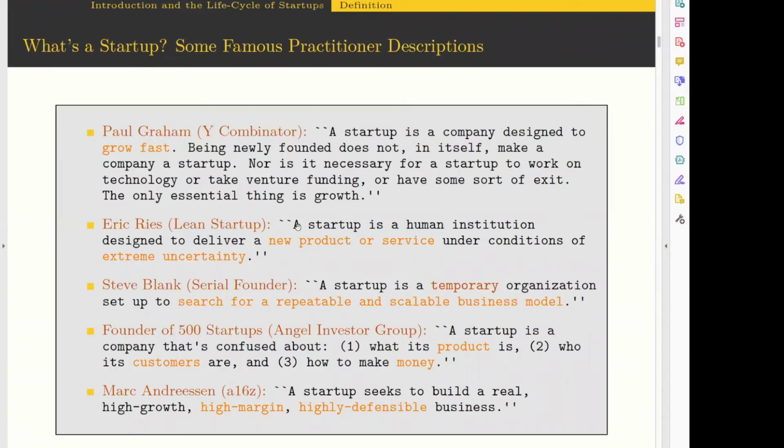So I actually have quotes here, which involve morsels of the definition of startups coming from 5 different prominent practitioners in the startup ecosystem, a mix of founders and investors. Each of these definitions that get highlighted here are picking up a key and unique ingredient of a startup. So I like them collectively.